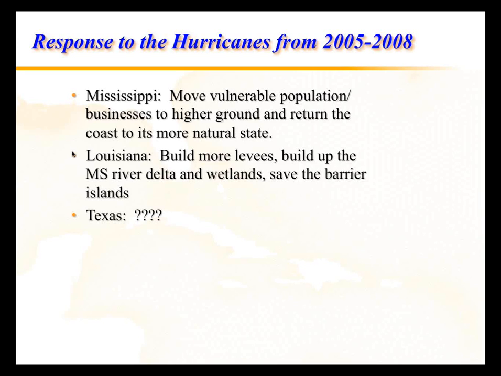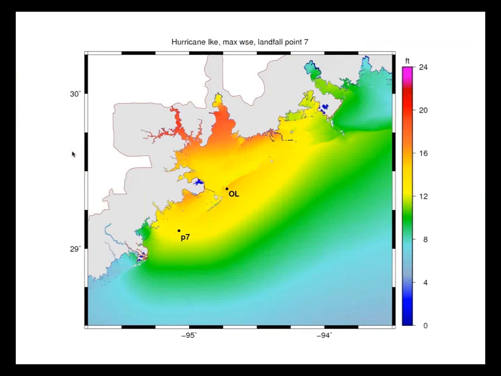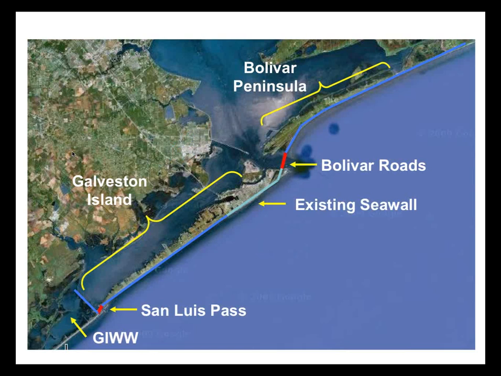Texas still hasn't really responded to Hurricane Ike. There hasn't been a coordinated response. And as I mentioned, if Ike had been 10 miles down the coast, so if it had hit at this P7 in this graphic versus the OL, which is the original landfall, there would have been a lot more surge in the Houston region, and along this western Gulf Galveston Bay corridor, where there's a lot of people and a lot of infrastructure, it would have been very devastating.